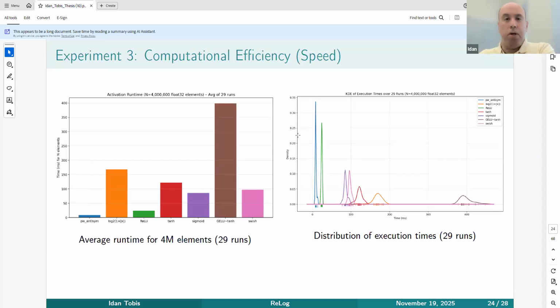The third experiment we did was to find out, is it really faster than ReLU on the computer, in real life?